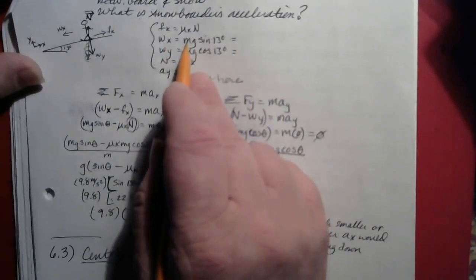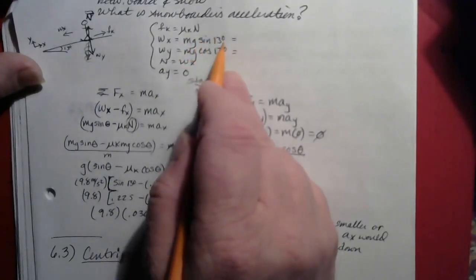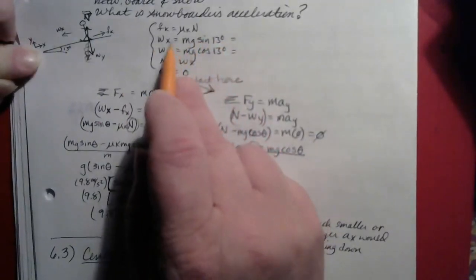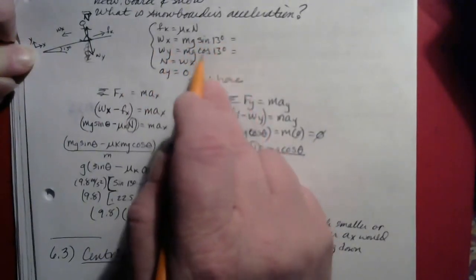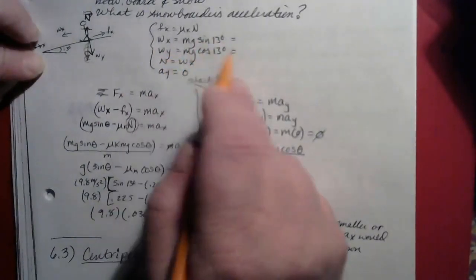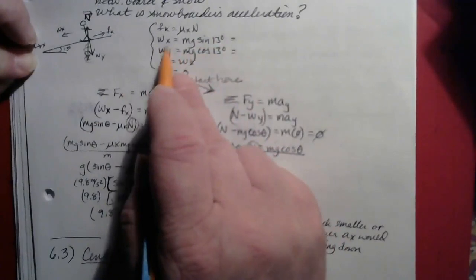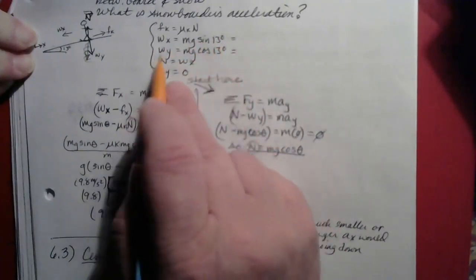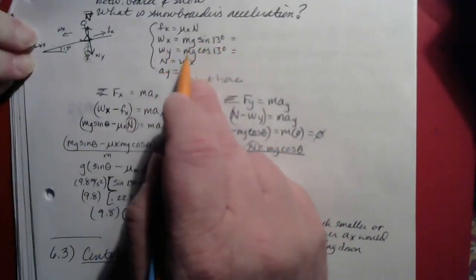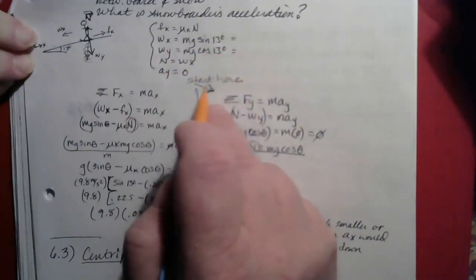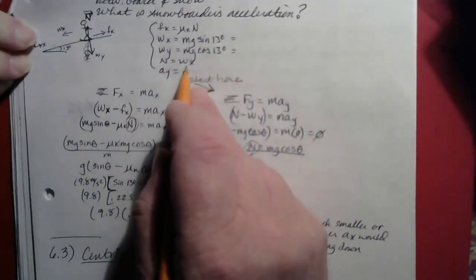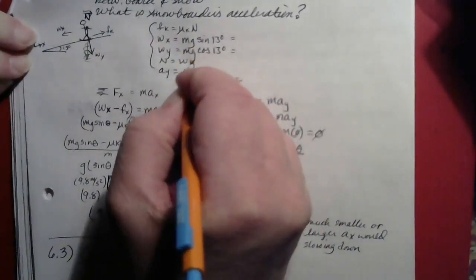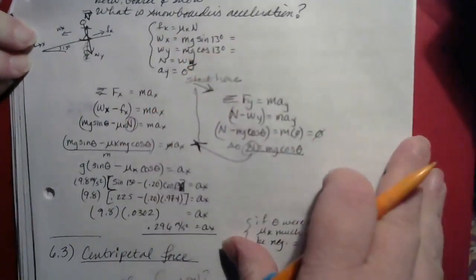That's going to be mg sine of 13 degrees. Remember, because this is on an incline, the sine and cosine switch. The x component is normally cosine and the y component is normally sine. But if it's on an incline, it goes the other way. So the x component of the weight is mass times gravity times the sine of 13 degrees. The y component of the weight would be the mass times gravity times cosine of 13 degrees. And the normal force would be equal to the y component of the weight.